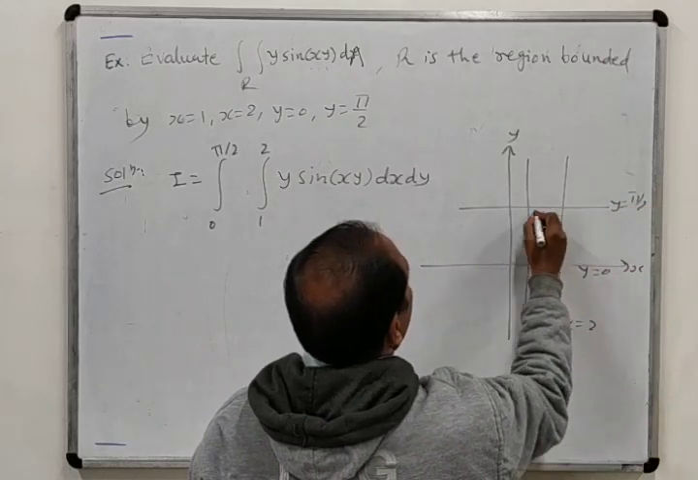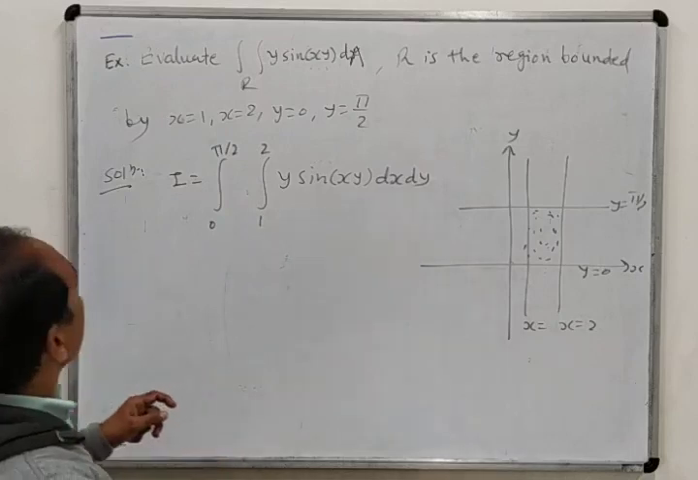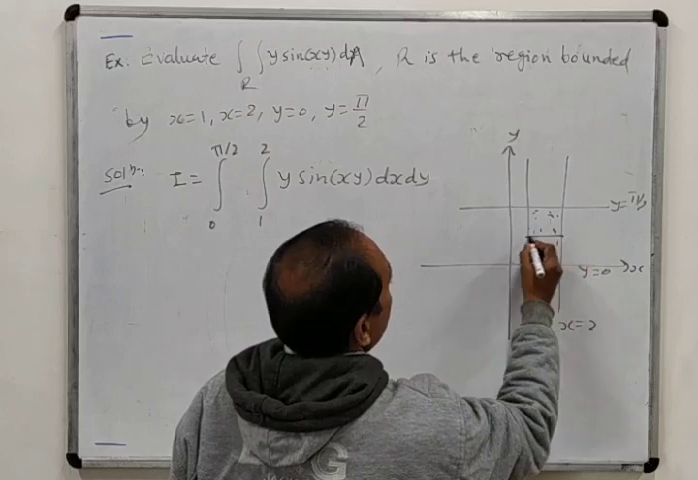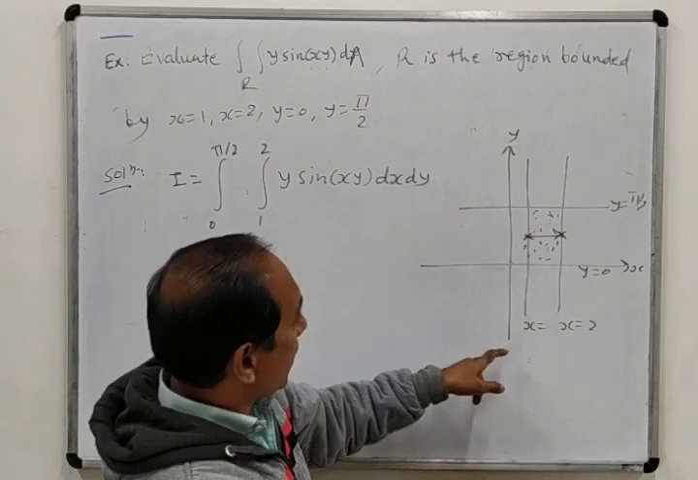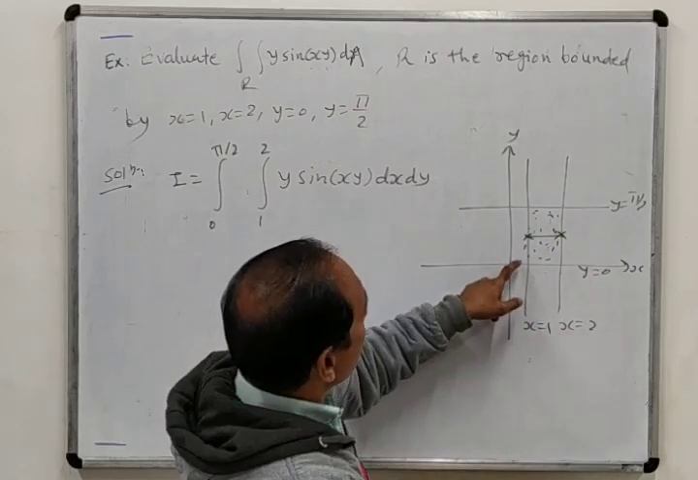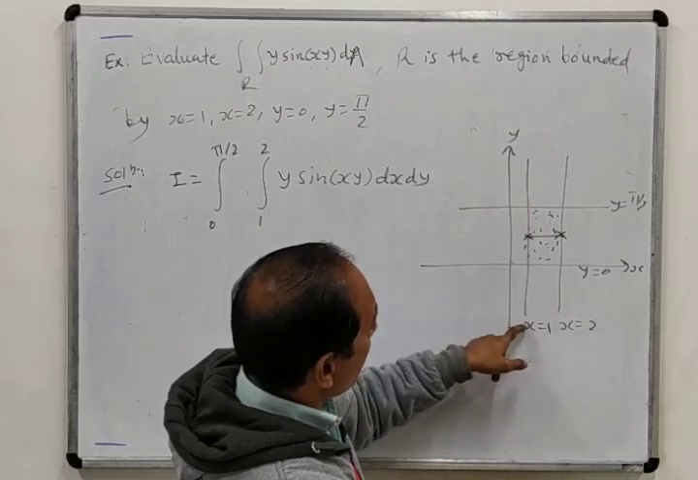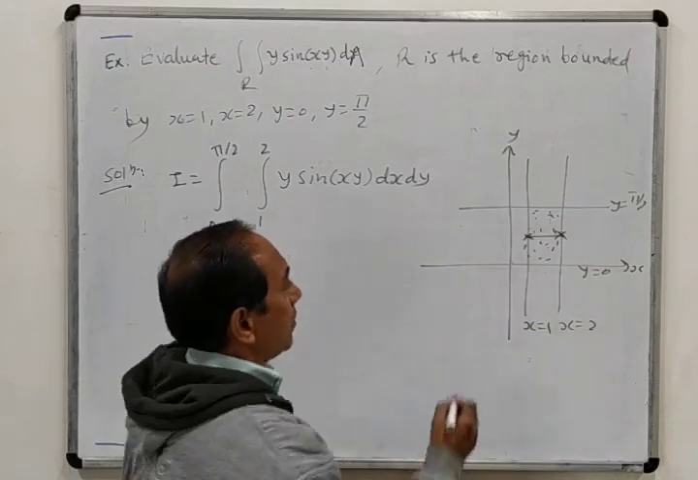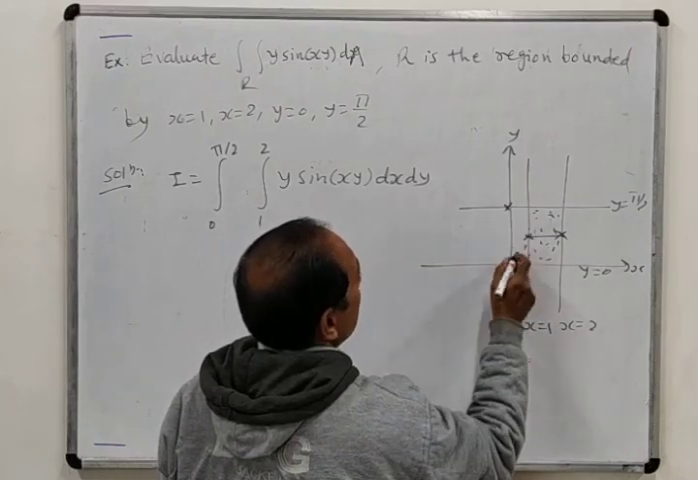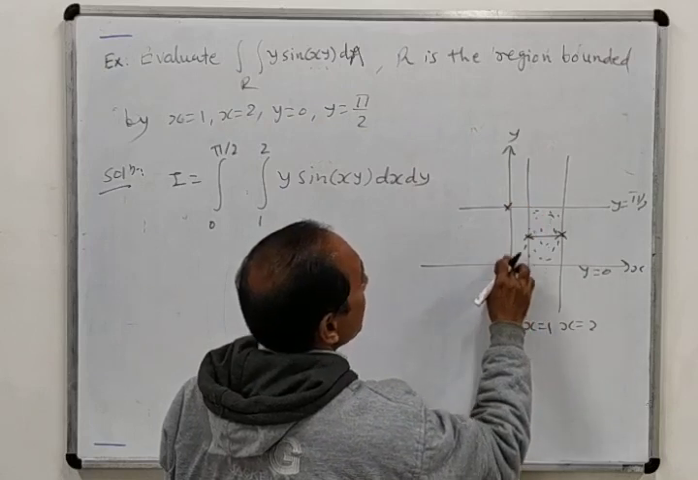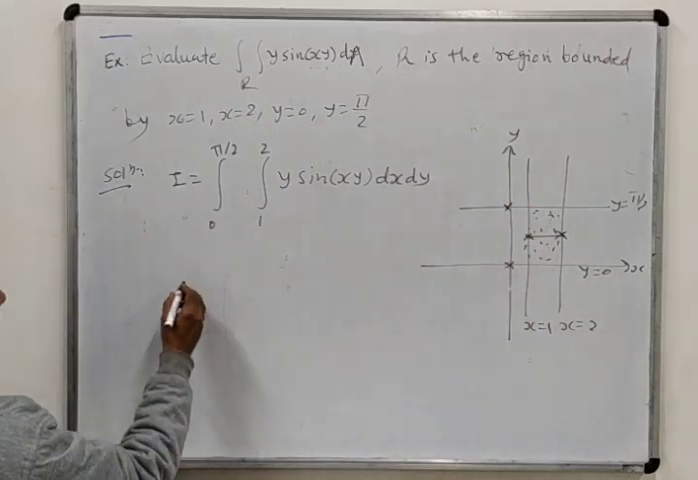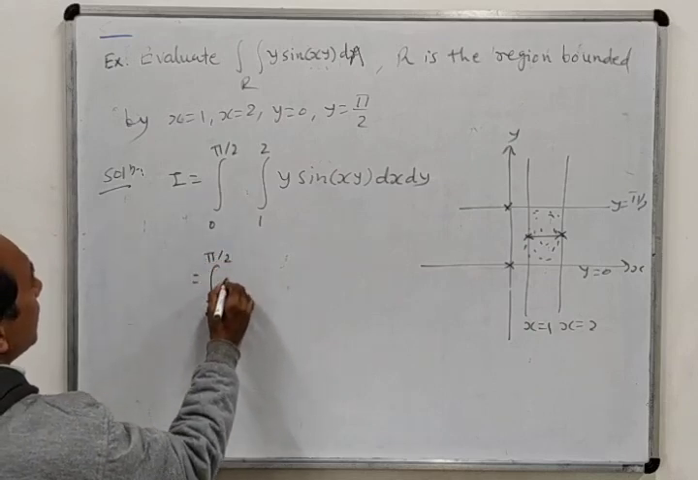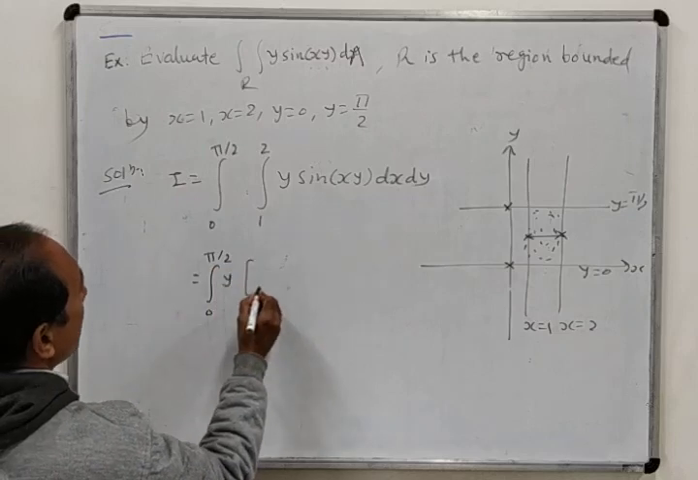So here we want to integrate first with respect to x. If we take a straight line parallel to the x-axis, then obviously this point lies on the line x = 1, and this point lies on x = 2. And to determine the limits of y, see the y-axis, the region lies between these 2 points. Here y = 0 and here y = π/2. In the integration, y is constant, so we take it outside.